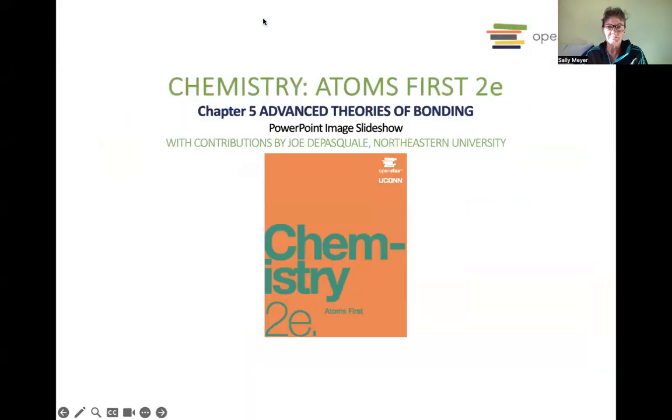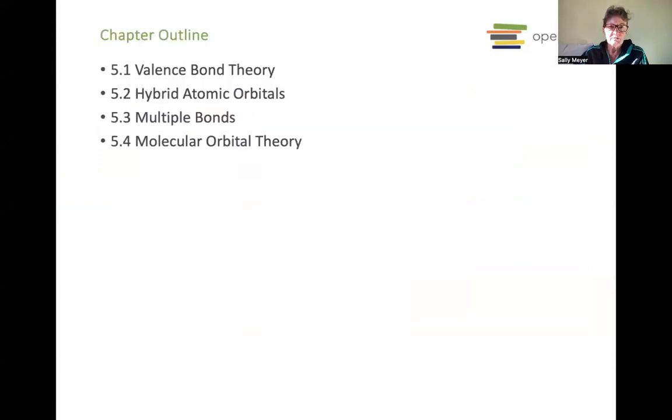Okay, so advanced theories of bonding. We're going to talk about valence bond theory, and a part of valence bond theory is the idea of hybrid atomic orbitals. We're going to talk about multiple bonds. We've already talked about multiple bonds in Lewis structures, but now we'll think a little bit deeper about where those electrons are. And then the next theory will be molecular orbital theory, which also has the concept of multiple bonds. So multiple bonds is a concept that you'll see in Lewis structures, valence bond theory, and molecular orbital theory.